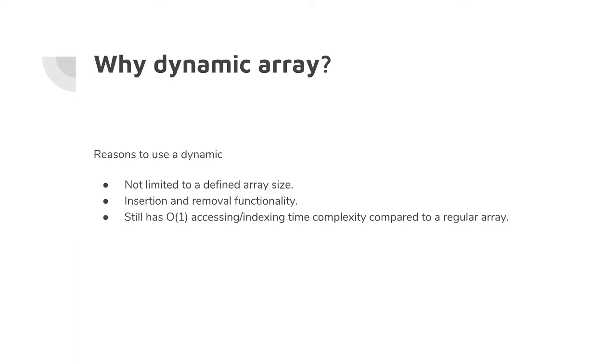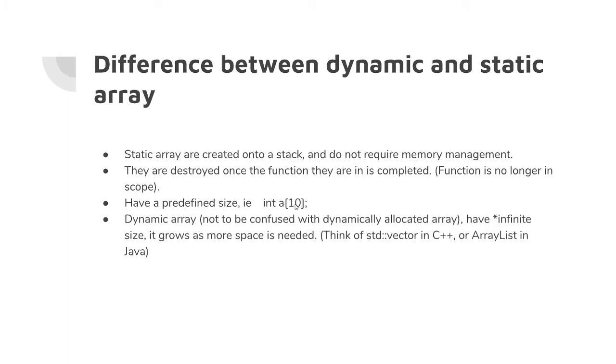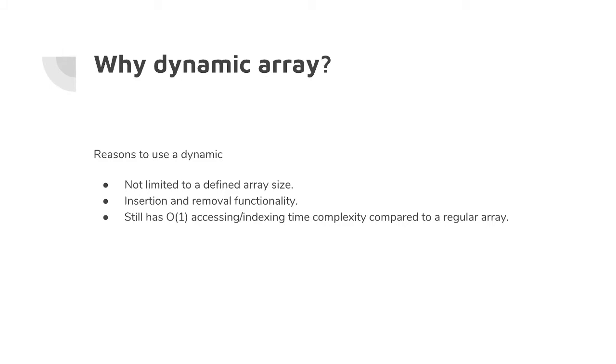So why would you want to use a dynamic array? I've touched on this before. It's not limited to a defined array size. As in the previous example, we have integer a is 10, so the array size is 10, and we can't make it any larger. We only have 10 indexes, or 10 slots, I could say. So, also with the dynamic array, we have the insertion and removal functionality, meaning that we can remove things from the array completely, and we can also insert into the array at the end, the front, or pretty much anywhere you want.